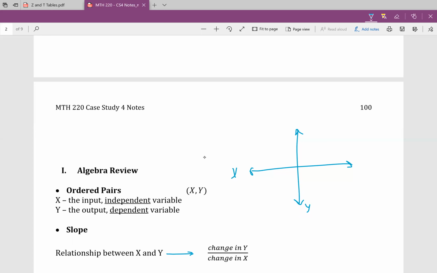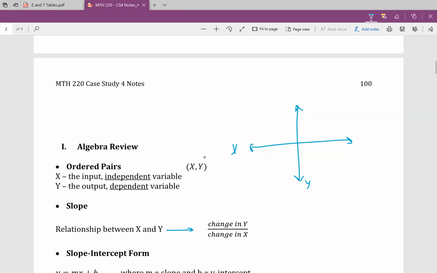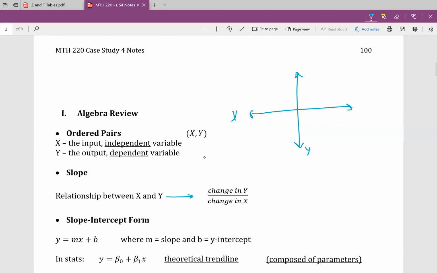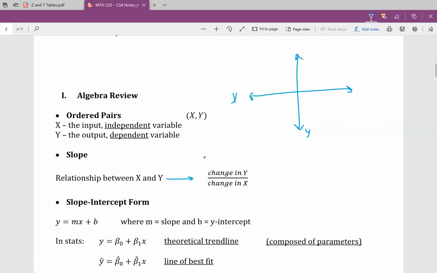Something we're going to need to be using in case study 4 is these ideas with algebra review and lines. So a little reminder about slope-intercept form of a line. We have y equals mx plus b, where m is equal to the slope and b is the y-intercept. Everything on this page right now is algebra related. You've probably seen it at some point in one of your previous classes. But now we're going to transform that into statistics.